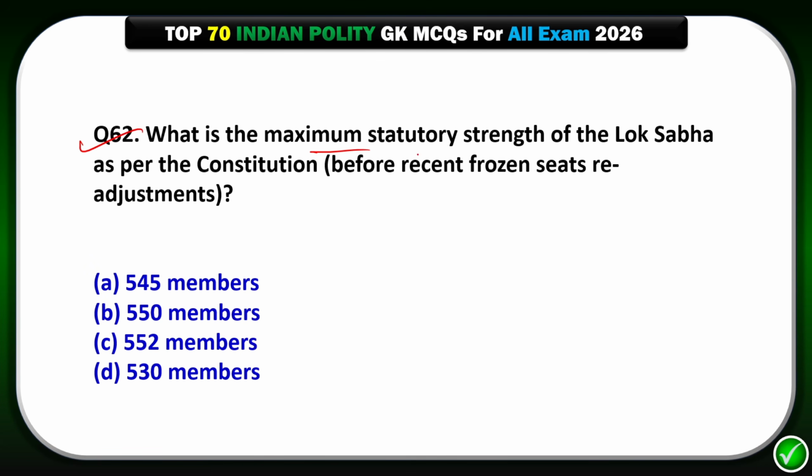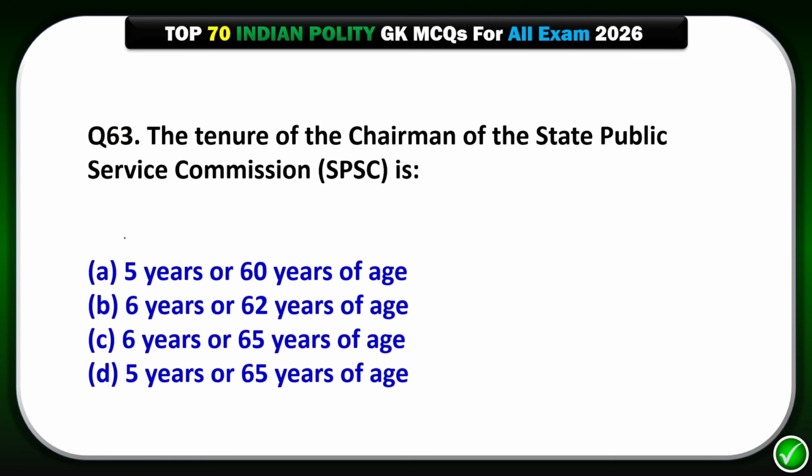62. What is the maximum statutory strength of the Lok Sabha as per the Constitution before the recent freezing of seats readjustment? Option number B, 550 members. 63. The tenure of the chairman of the State Public Service Commission is? Option number B, 6 years or 62 years of age.